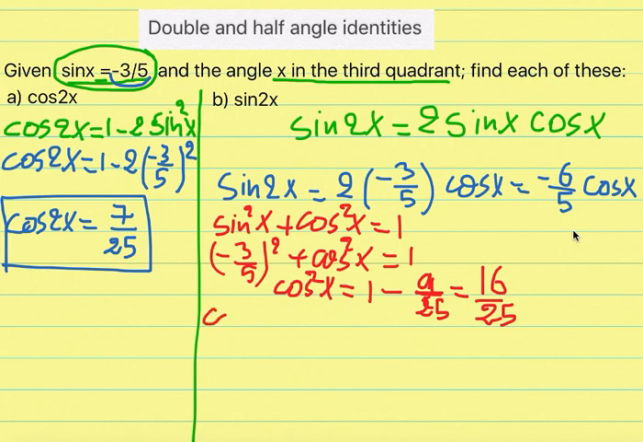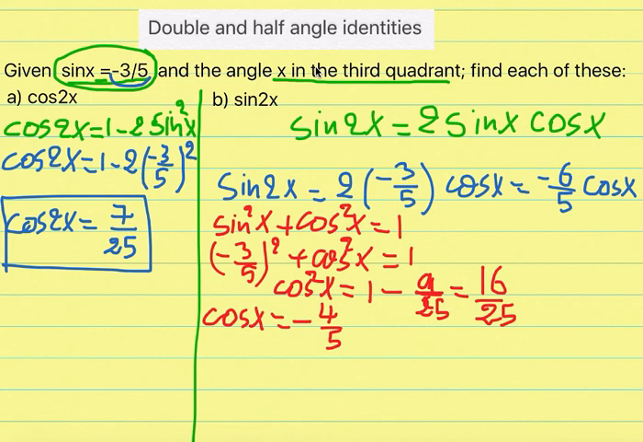Now 16 over 25 needs to be square rooted to get cosine x. So cosine x equals the square root of 16 over 25, which is 4 over 5, plus or minus. How to decide on the sign, if it is plus or minus? Just look at the condition here: x is in the third quadrant. That means the angle is more than 180, or exactly between 180 and 270. Cosine of any angle between 180 and 270 is negative, so you get this.